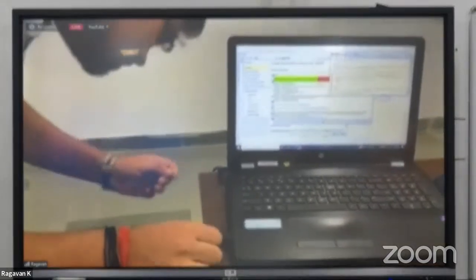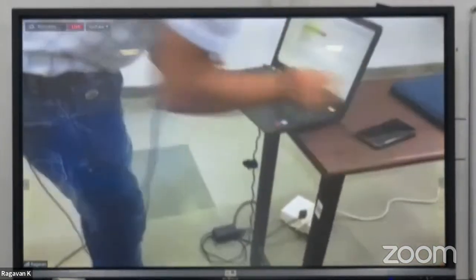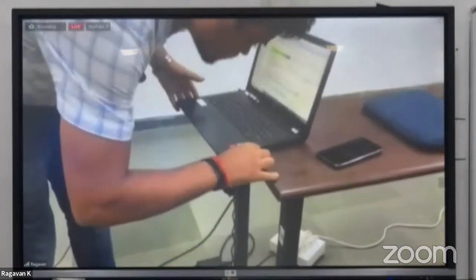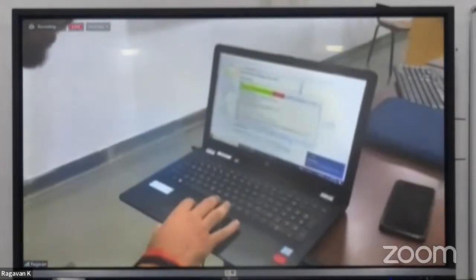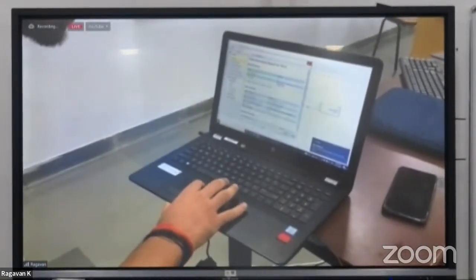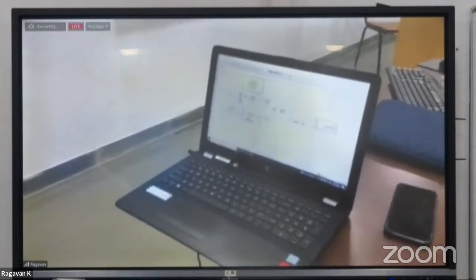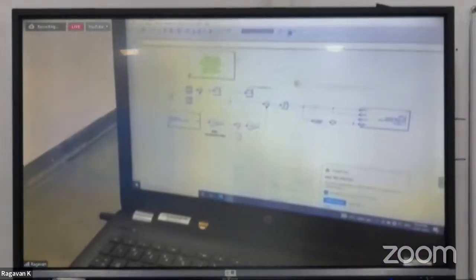ST link is not detected. No, I just need to. That port was, I think, not working. That's why it shows that ST link is not detected.